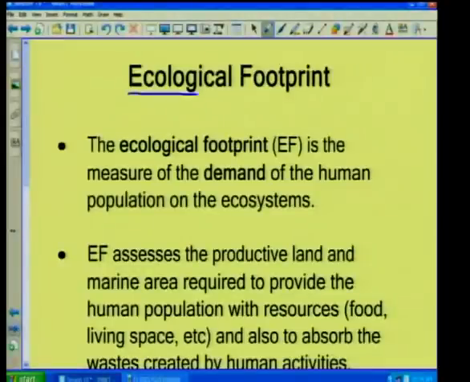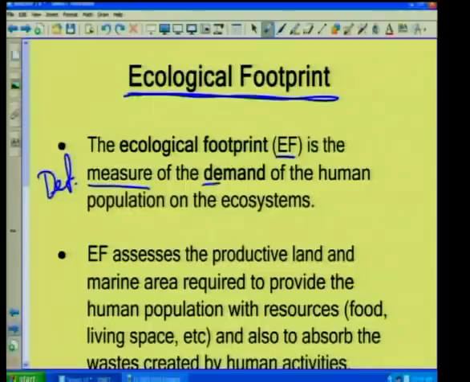All right. The ecological footprint. People, you must know what the ecological footprint is. I strongly suggest that you learn this, because I believe you're going to get a nice little question on this. All right. So we have the ecological footprint. We call that the EF. You need to know this. This is your definition. Okay. Is the measure of the demand of the human population on an ecosystem.